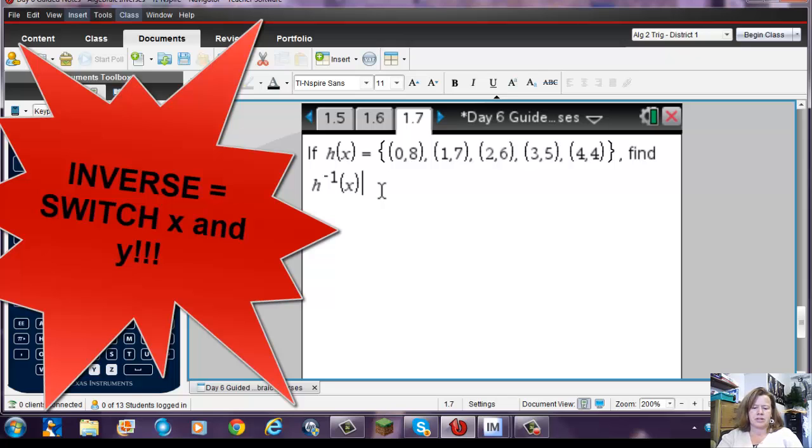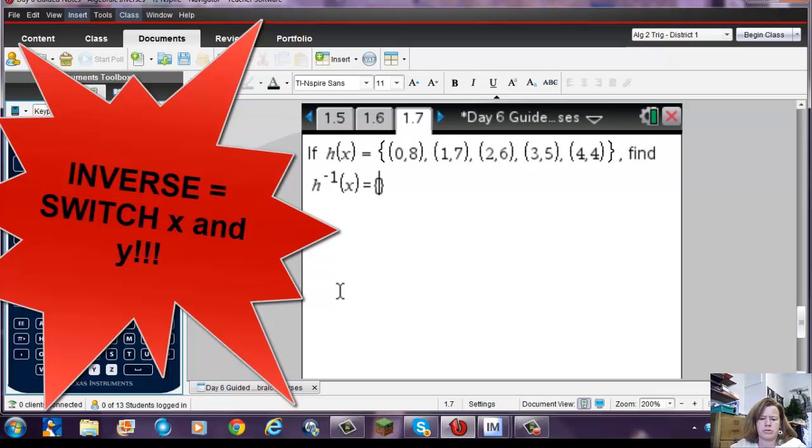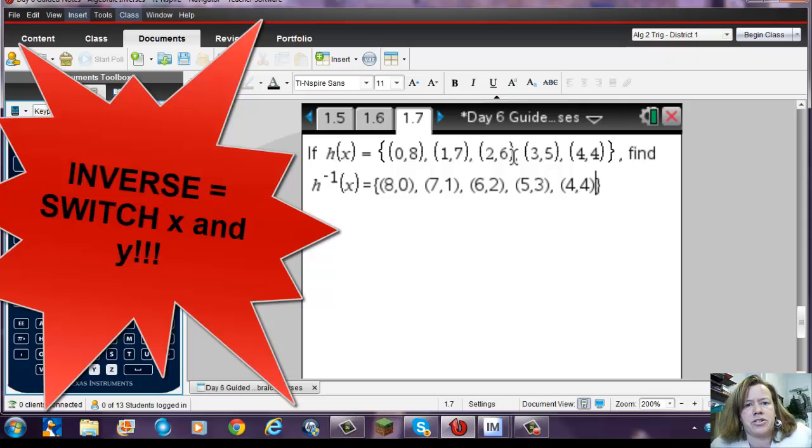So here I can say the inverse of h of x equals the set of numbers, and just start switching your x's and y's. So (0, 8) becomes (8, 0). (1, 7) becomes (7, 1). (2, 6) becomes (6, 2). (3, 5) becomes (5, 3). And (4, 4) is (4, 4). So inverses of functions literally switch x and y. That's it when you have ordered pairs.